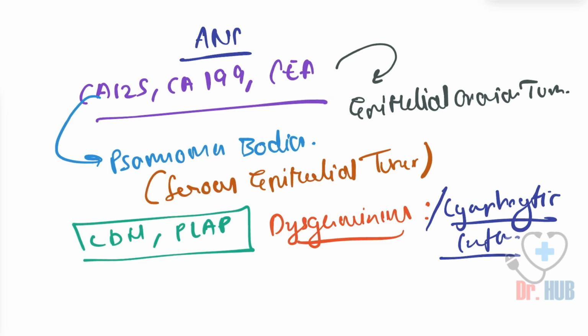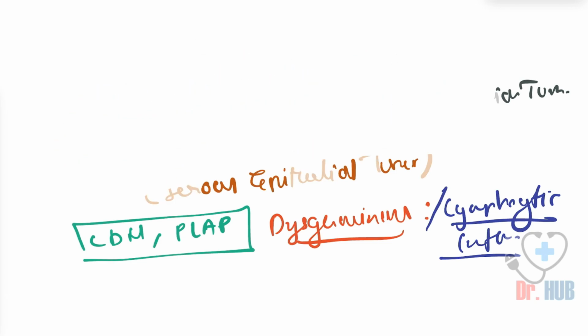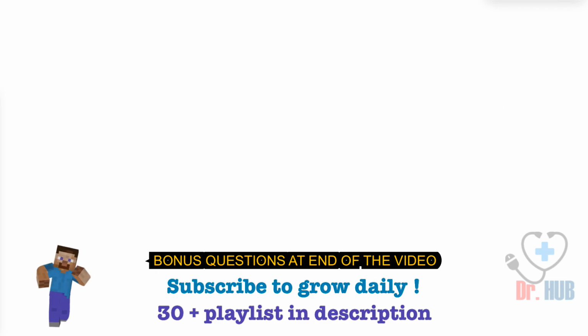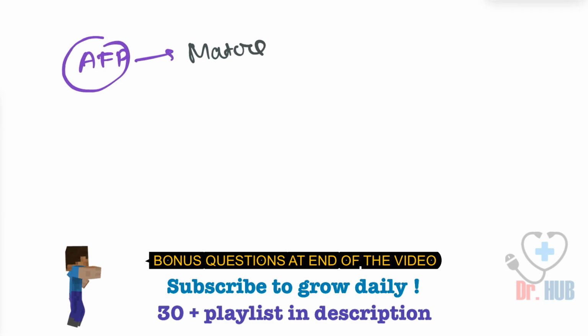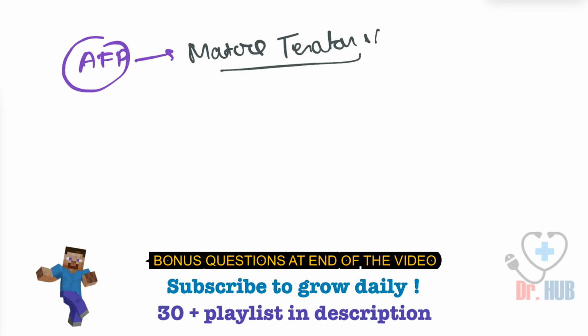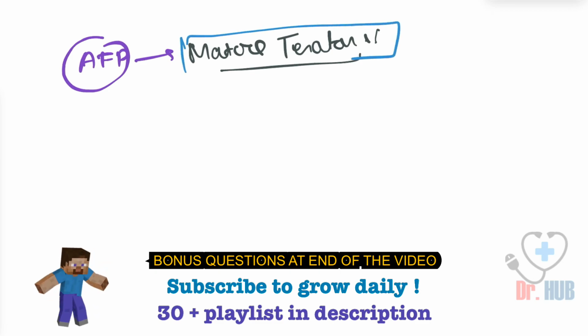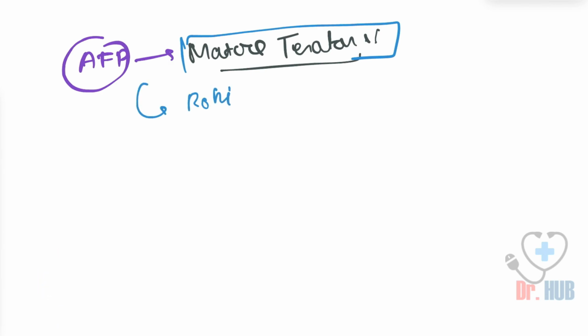The next question we asked was, where is AFP present? The tumor marker AFP is associated with, here we are just focusing on one ovarian tumor, the mature teratoma. On the other hand, even the endodermal sinus tumor has AFP. Here we are just focusing on the mature teratoma. What is the pathognomonic finding here? It's nothing but the Rokitansky appearance.